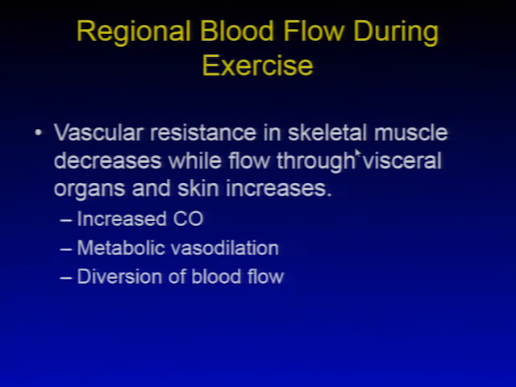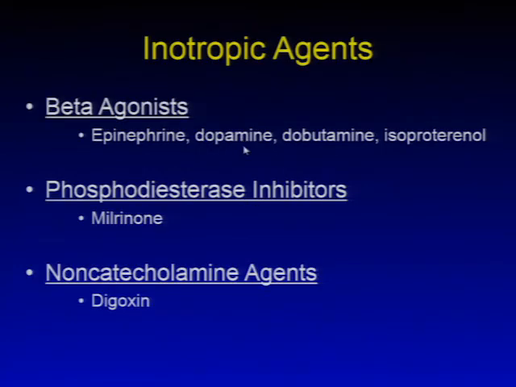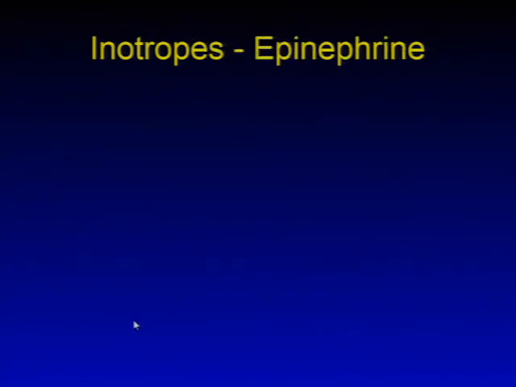Regional blood flow during exercise, as I had just mentioned, changes, as there are increases in cardiac output and diversion of blood flow to these various beds. So the last part of this talk is cardiovascular pharmacology. The following slides are included for your review according to the ABA recommendations that there's a review of various cardiovascular medications: beta agonists, phosphodiesterase inhibitors, and non-catecholamine agents such as digoxin.